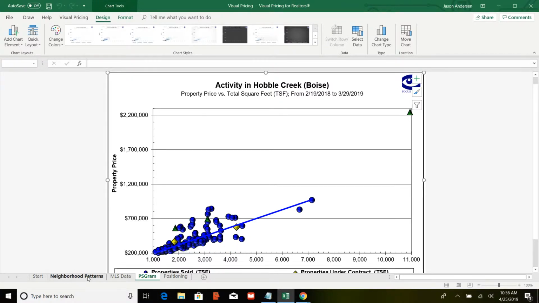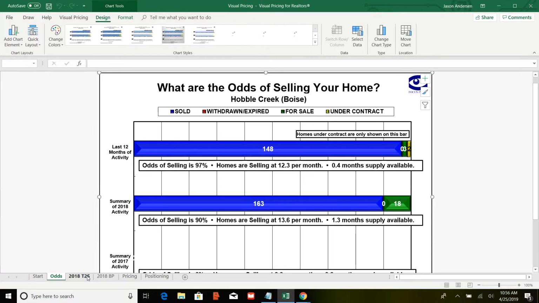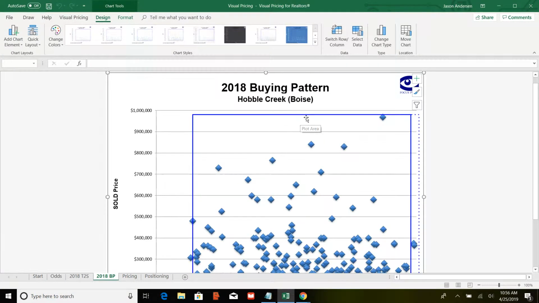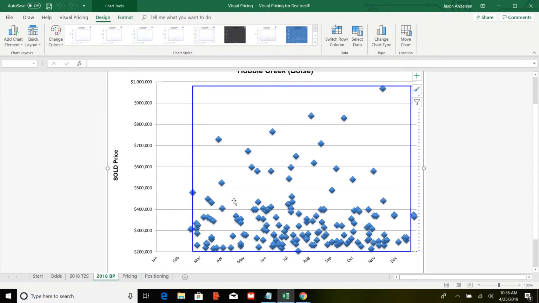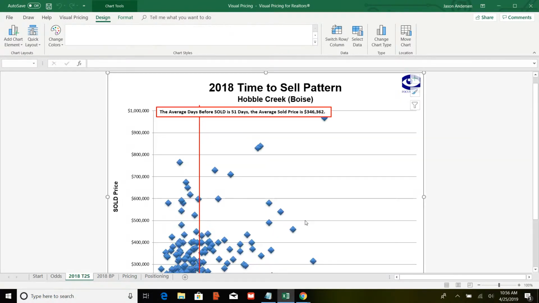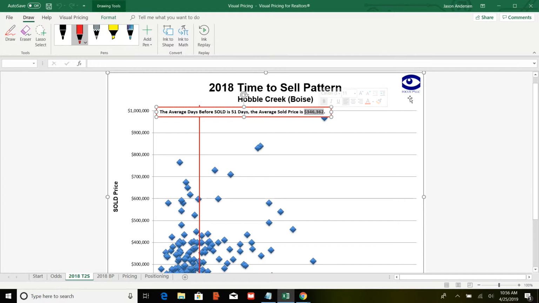So what you can do is go in here to neighborhood patterns. I really like this, and it tells you two different things. It tells us the buying pattern of when people in Hobble Creek were buying homes last year. As you can tell, nothing was sold in January or February, but from mid-February all the way through to December, it didn't matter when you listed your home in Hobble Creek. It was going to sell if it was priced right. Also, with the time to sell graph here, we can see the average was 51 days on market, and they were selling for 346 in 2018.